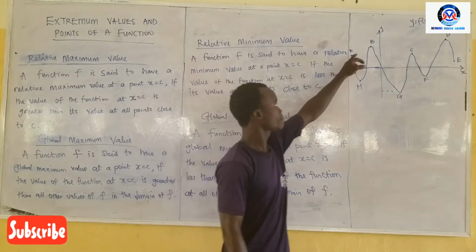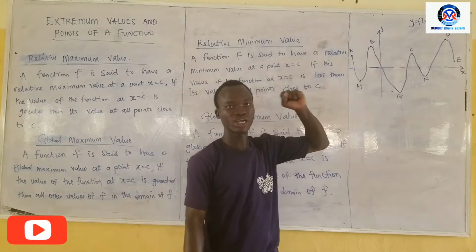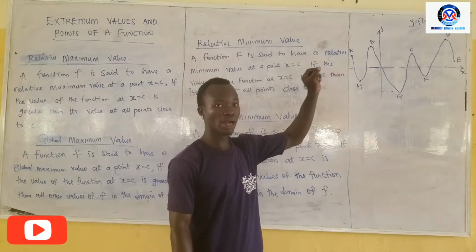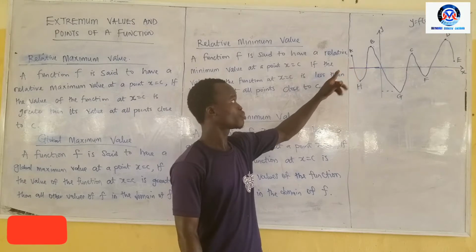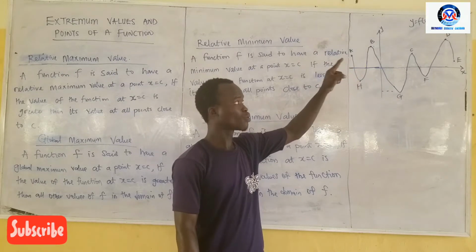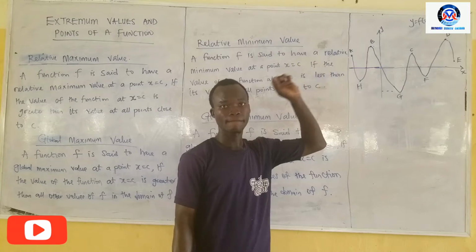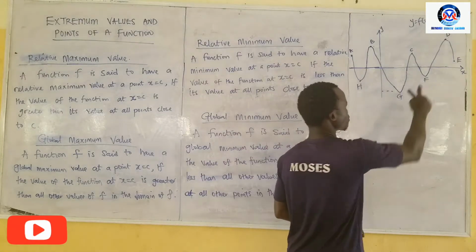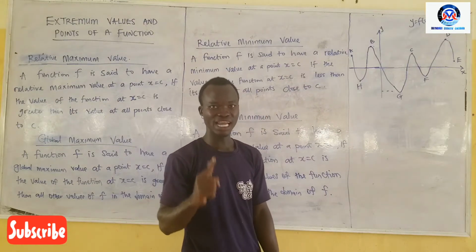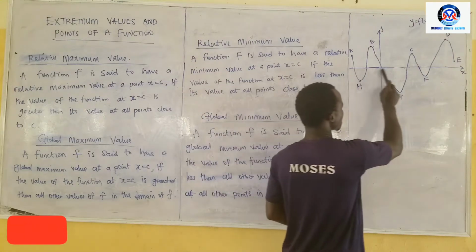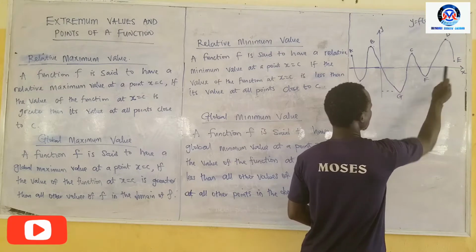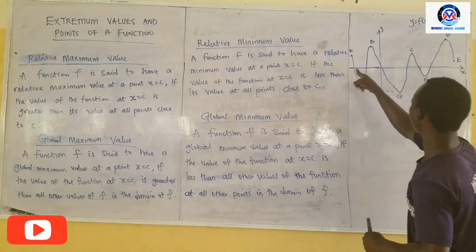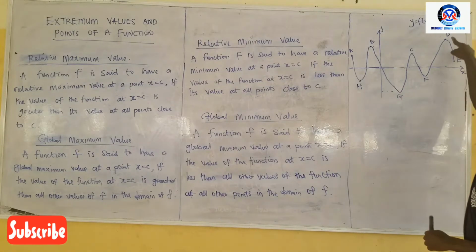The points A, B, and C are called the relative maximum values. Why? Because there is another point D which is greater than the points A, B, and C. And the point D is called the global maximum value, because the domain of the function is the x-axis. At every point on the x-axis, there is no point at which you will evaluate the function that will be as high as D.